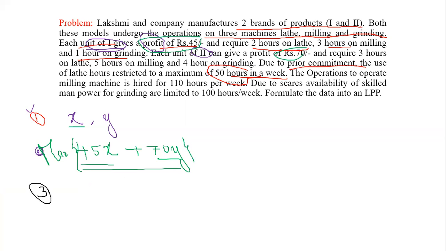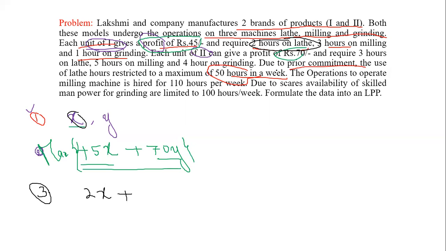Now I have 2 types of products. These 2 types of products should go through operations on 3 machines: lathe, milling and grinding. Now look at the processing times. For example, if you take the lathe machine, 1 unit needs 2 hours on the lathe machine, but I want to make X units. So if 1 unit requires 2 hours, X units require 2 into X. This is the number of hours on the lathe machine for product 1.